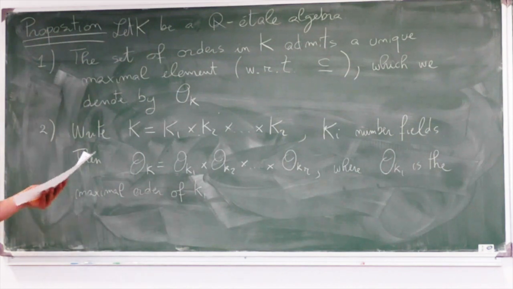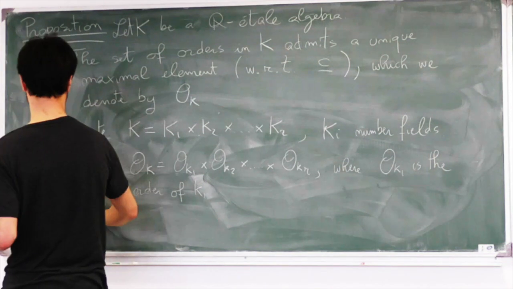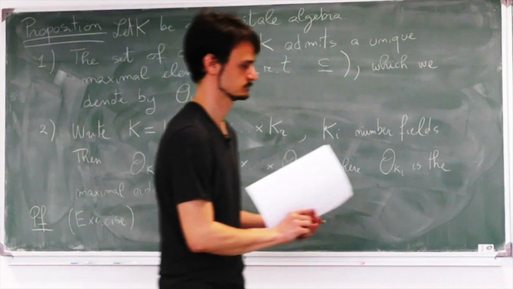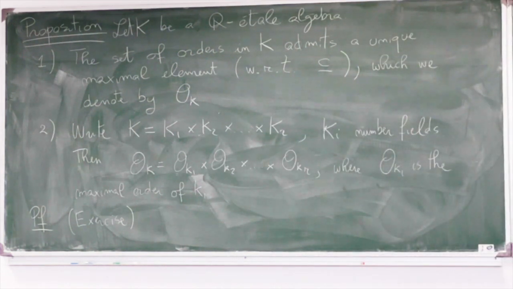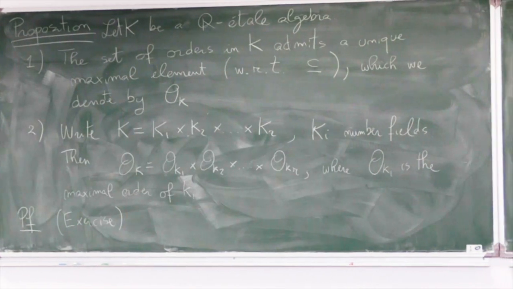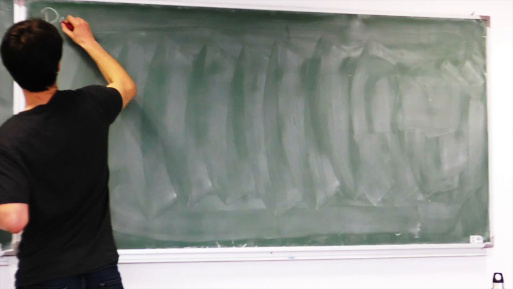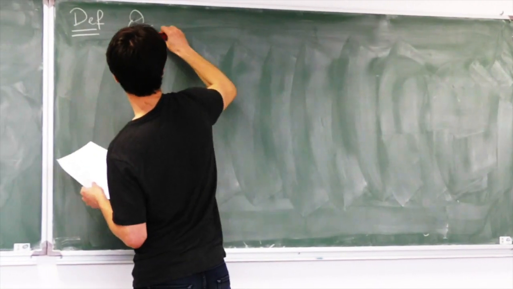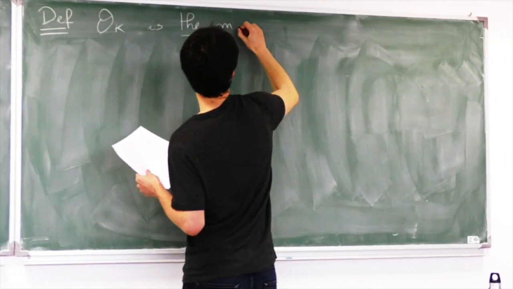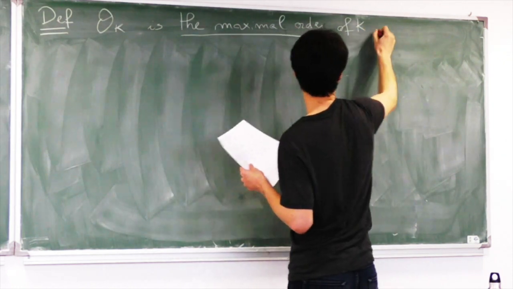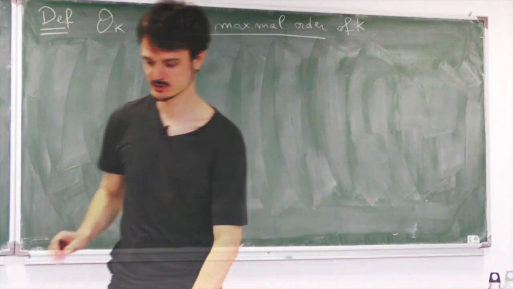Okay, so the proof of this statement is left as an exercise. And let me give a name to this maximal element, to this exact maximal element, OK. Well, as I already said it here, it is the maximal order of the étale algebra. Okay, so this concludes the part about orders.